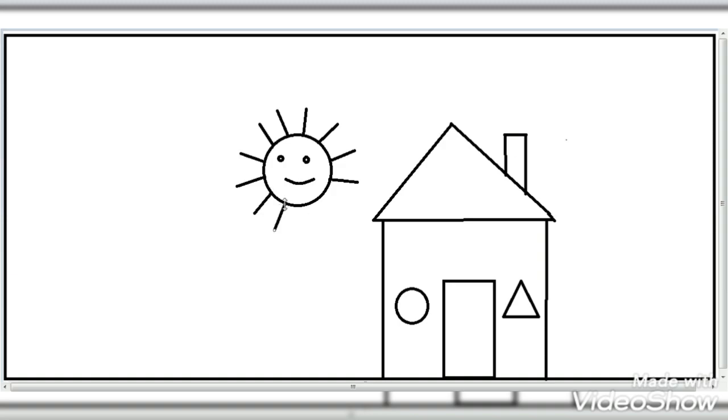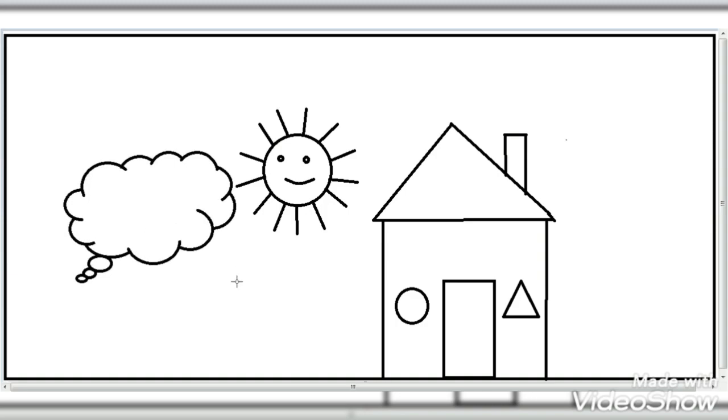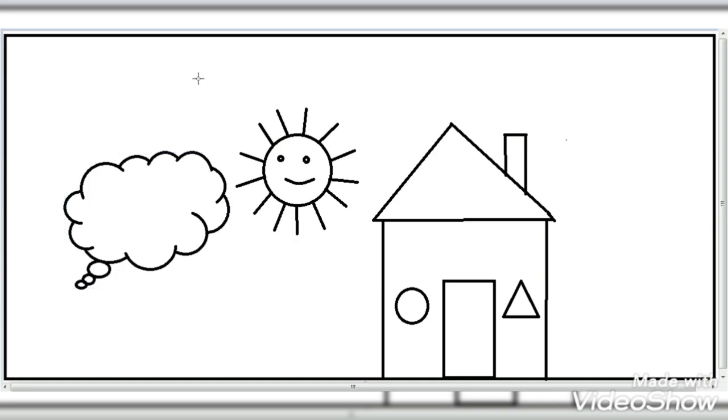Is it looking like a sun? A smiling sun. A beautiful house and a sun. So we have completed the rays of the sun with straight lines.